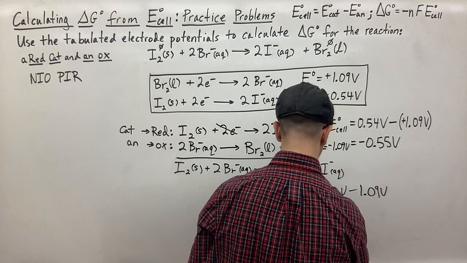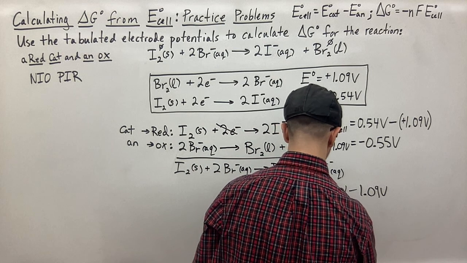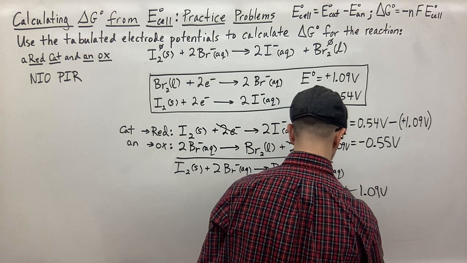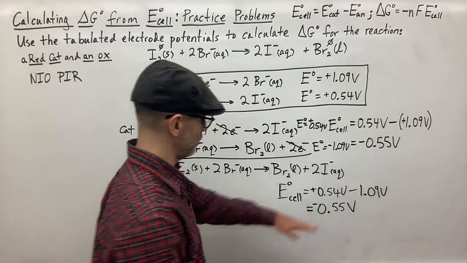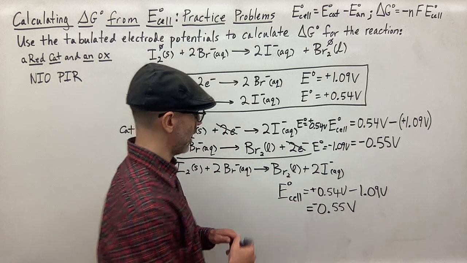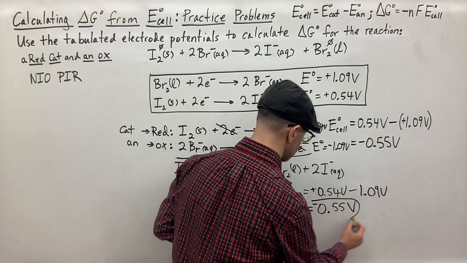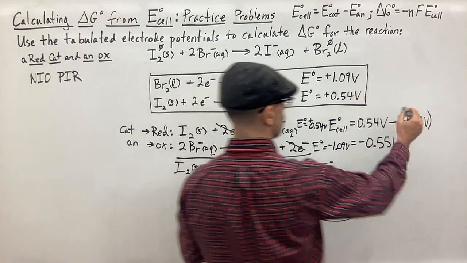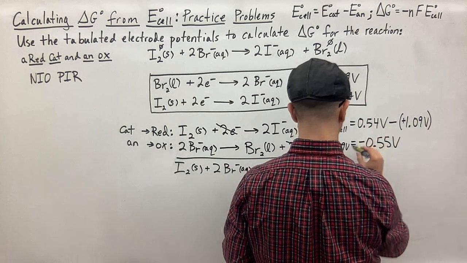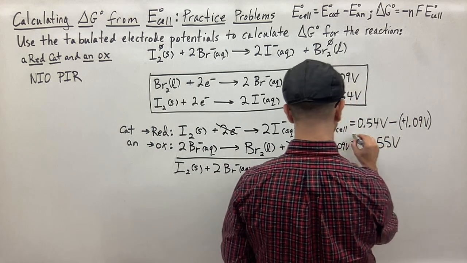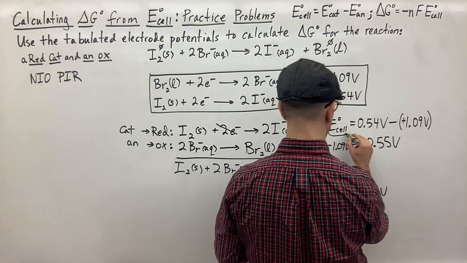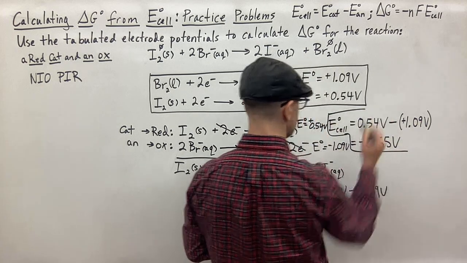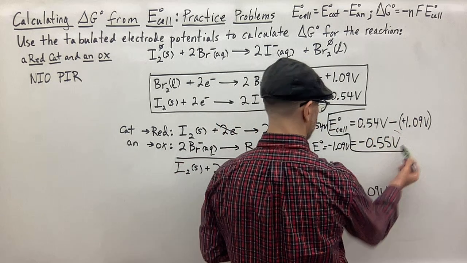and I get the same answer, negative 0.55 volts. I get a negative 0.55 volts for my E cell, which is the same number I got here, right? So I got that number here.